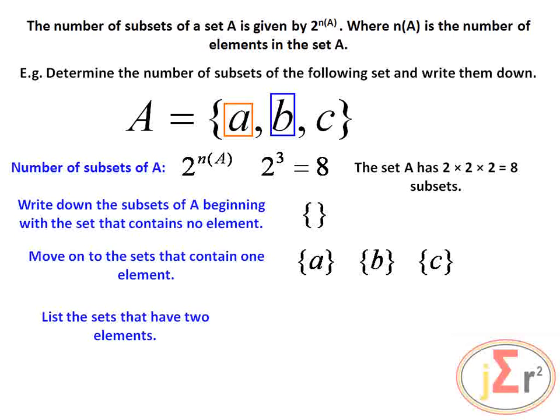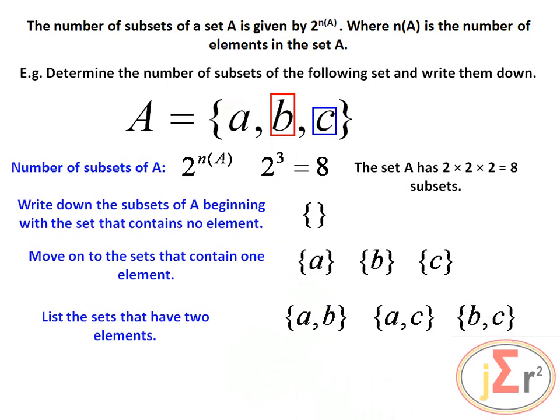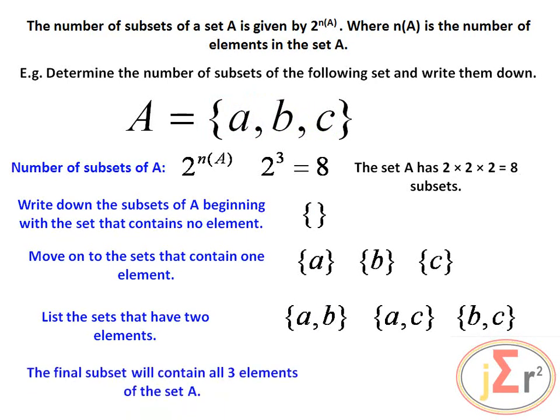So a will go with b, and in the next subset, a will go with c. Then what next? Of course, b will go with c. So those are all the subsets that have 2 elements each. Finally, the subset will contain all 3 elements of the set A. So the final subset is equal to the set A, and we have all 3 elements right there.